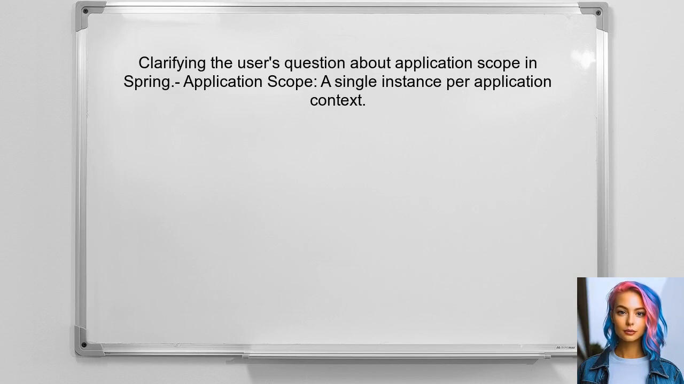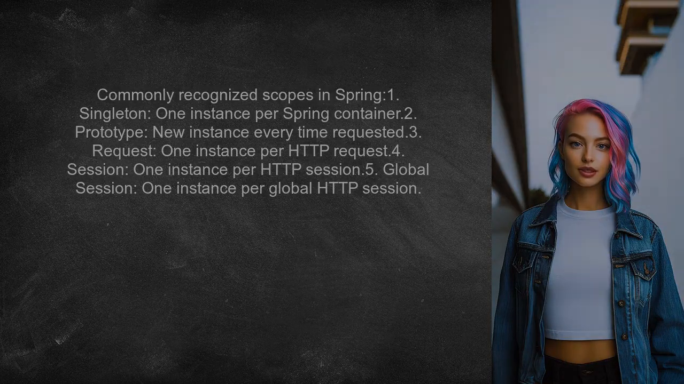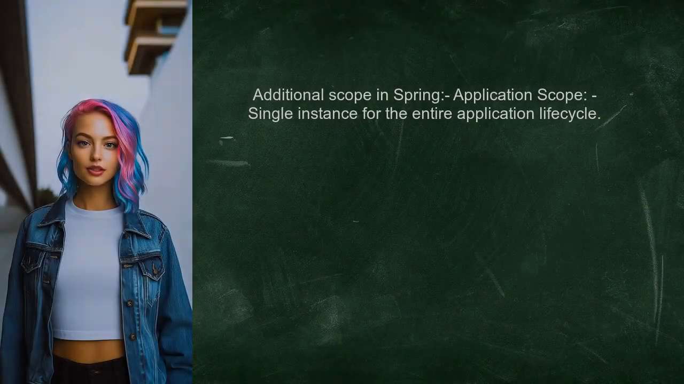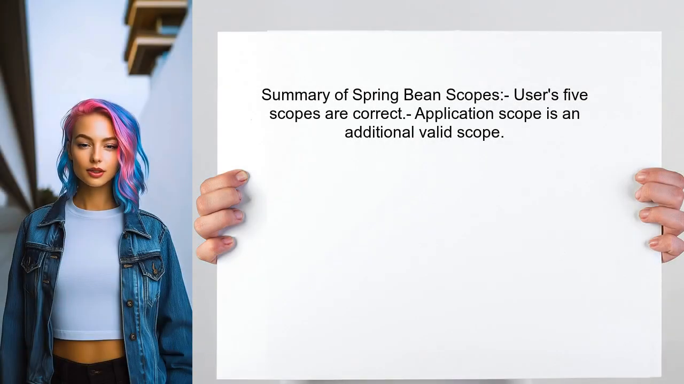Spring supports several scopes, including application scope. The user mentioned 5 scopes that are commonly recognized in Spring. Let's review them to confirm their accuracy. In addition to these 5 scopes, the user should note that application scope is also available. It provides a single instance for the entire application lifecycle. To summarize, the user is correct about the 5 scopes they listed, but they should also recognize that application scope exists and is an important part of Spring's functionality.